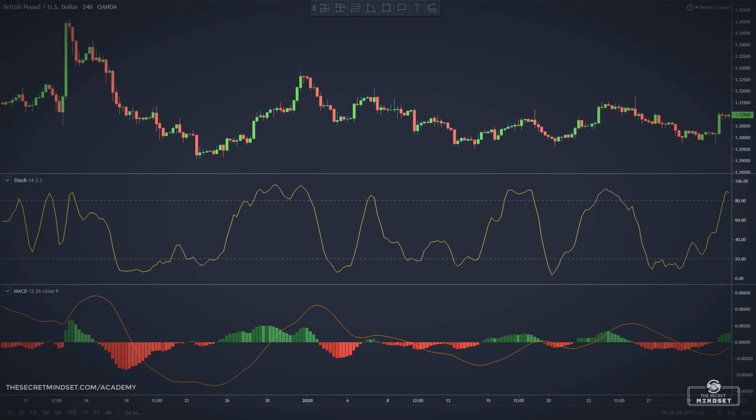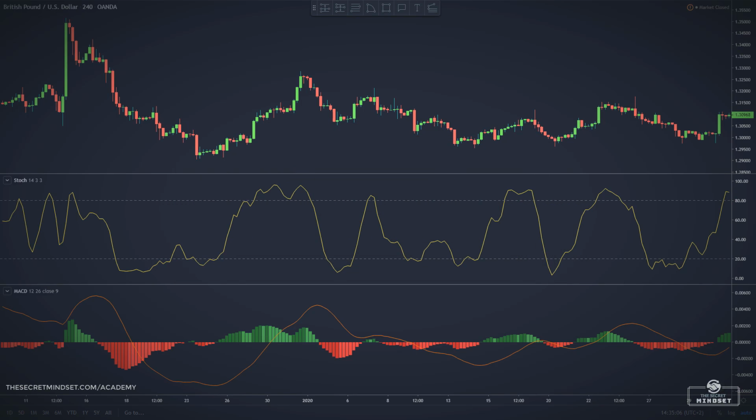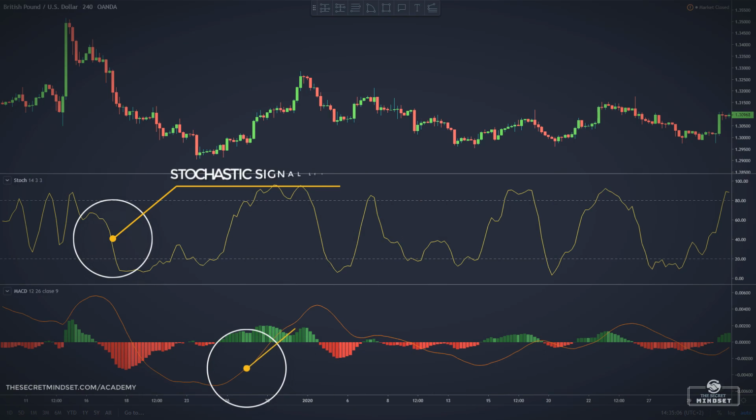Schaff Trend Cycle tries to fix these problems by incorporating a shorter-term EMA set with a default at 23 and a longer-term EMA with a default at 50. This remedies the MACD and fast stochastic false signals. This combination can be employed to capture trends, but it doesn't incorporate entries and exits fully.